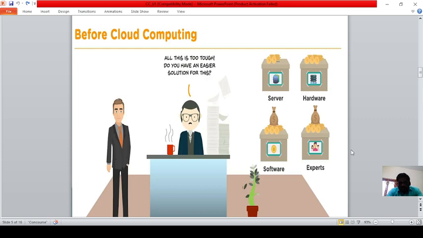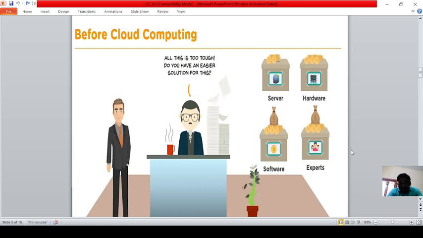So in that you need a server, and then hardware, and then software, and then experts. Do you know what a server is? A server is one kind of database. It stores a large amount of data. Another one is hardware components. Without hardware components, we cannot do anything. So we have to use some specialized hardware components, as well as software. Software is very important.